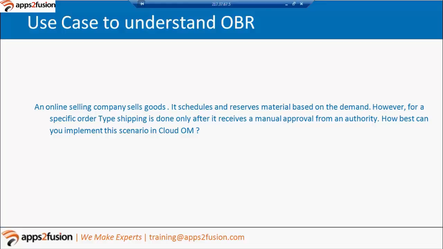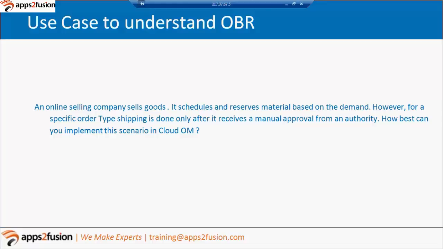So I have developed a simple use case to explain what OBR is. We see that there is an online selling company that schedules and reserves material based on the demand. However, for a specific order type, shipping is done only after it receives a manual approval from an authority. So how best can you implement this scenario in Cloud OM?